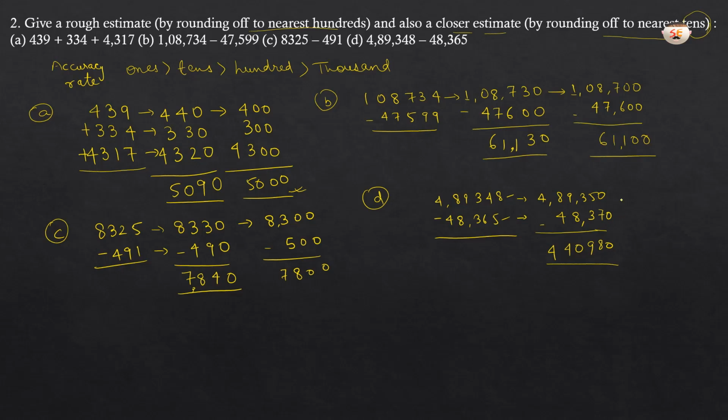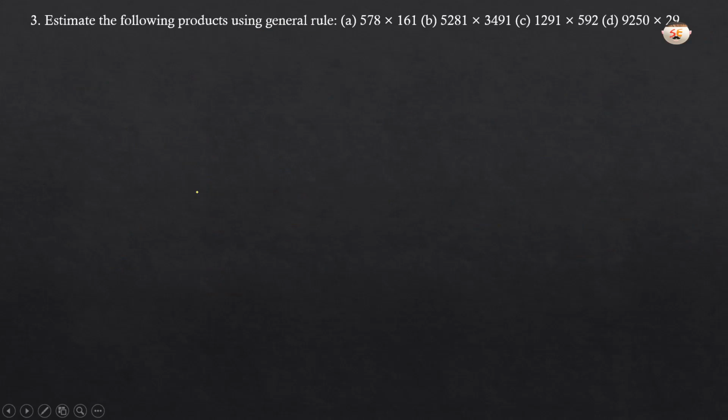Okay. Now we have to round these two numbers correct up to the nearest 100. We will get 4,89,300 minus 48,400. Then we will subtract these two numbers, and the final result is 4,40,900.